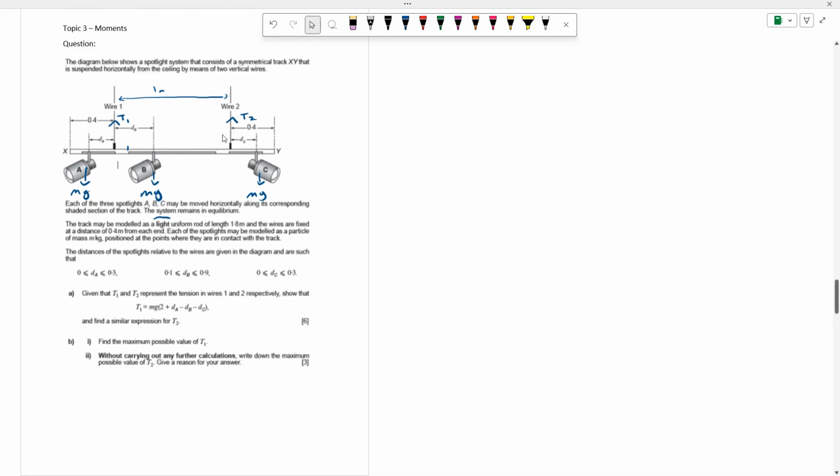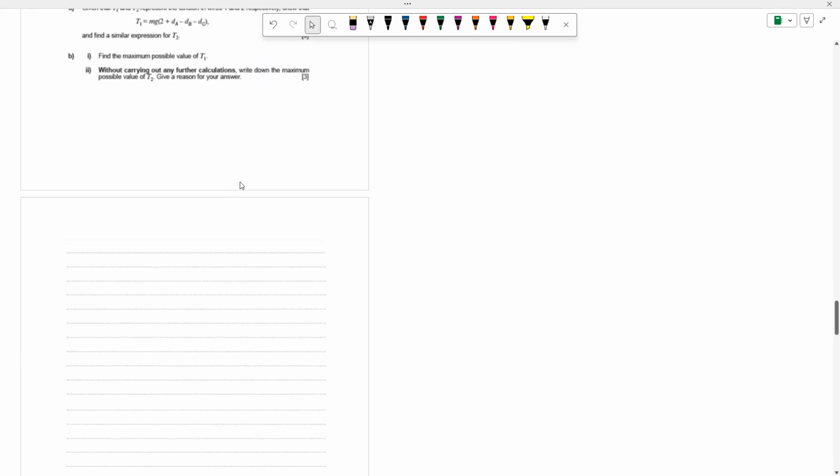Okay, I've got moments and I've got forces going on. So what I'm going to do is, if I want T1, I need to eliminate T2. So I'm going to take moments about wire 2. That's what I'm going to do for this first part. So for part A, I'm going to do moments about wire 2. That's going to eliminate the force on that.